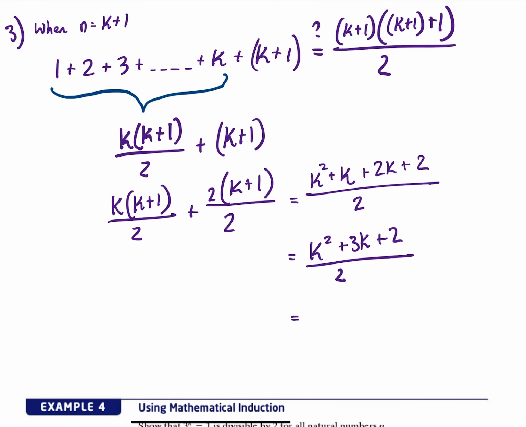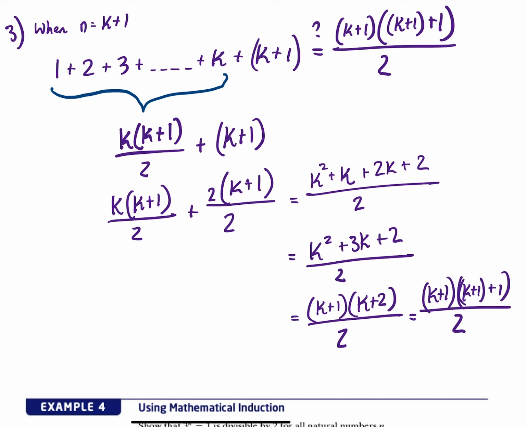Which when we factor this, factors of 2 that add up to 3 are 2 and 1. So I can write it as k plus 1 times k plus 2 over 2. Which, that k plus 2, we have the k plus 1 on the left side. K plus 2 we can write as k plus 1 plus 1. We can just split the 2 into two ones. We'll have k plus 1 times k plus 1 plus 1 all over 2, which is our right-hand side here.